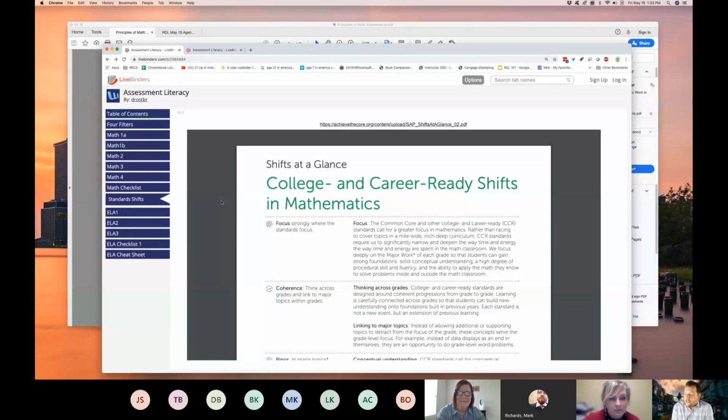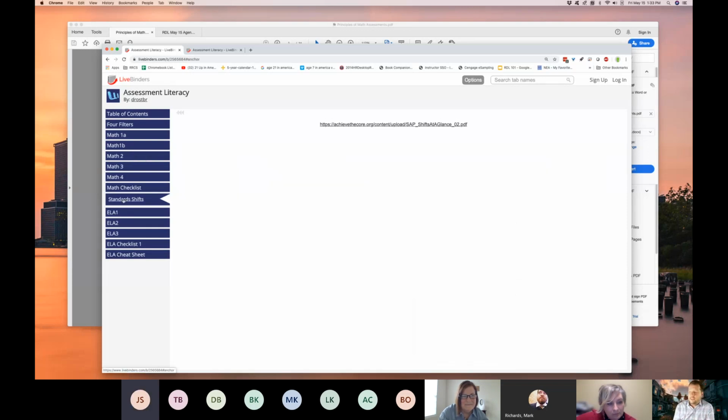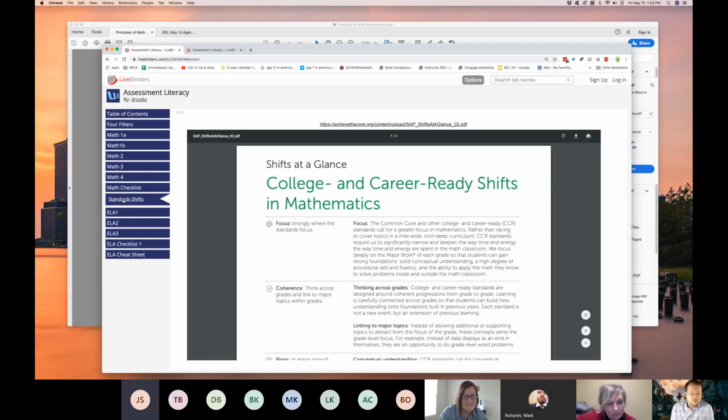So if you were in my last session, as you were, the ELA section was down at the bottom. We have the math section up at the top. And what I'm going to ask you to start by looking at first is the section called Standard Shifts. There's a reason we're going to start there.